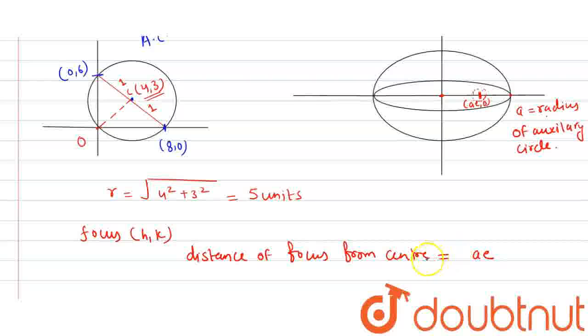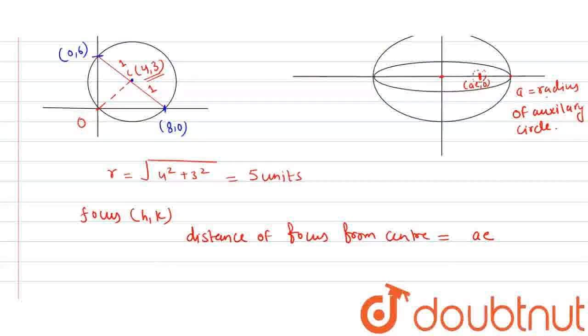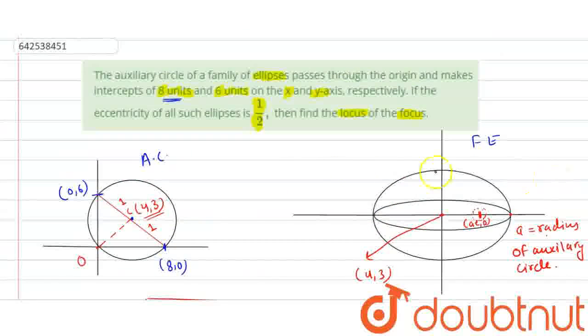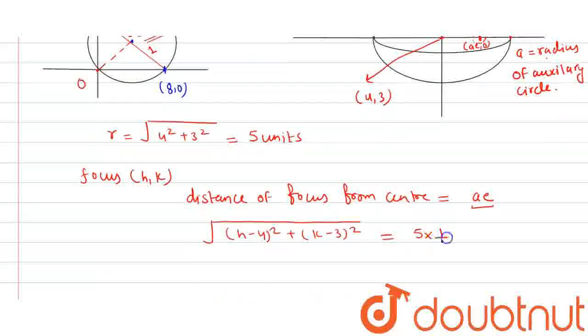Now it can also be found by using the distance formula. So the coordinates of the center are what? The coordinates of the center are (4, 3). So apply the distance formula here. What will you get? Square root of (h minus 4) whole squared plus (k minus 3) whole squared will be equal to AE, and A is what? A is 5 and the eccentricity is also given in the question. The eccentricity is given as 1/2. So put here 1/2, so 5 multiplied by 1/2.